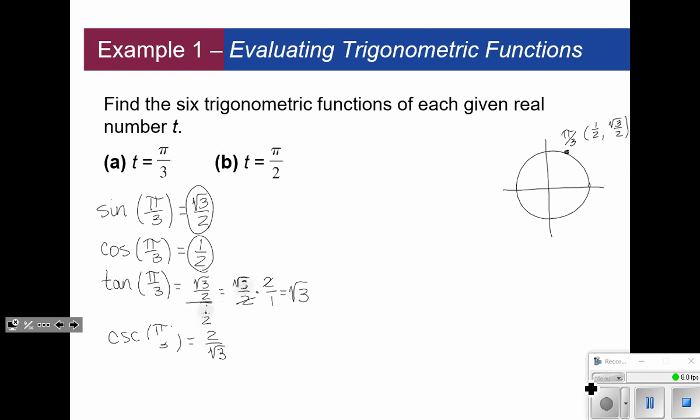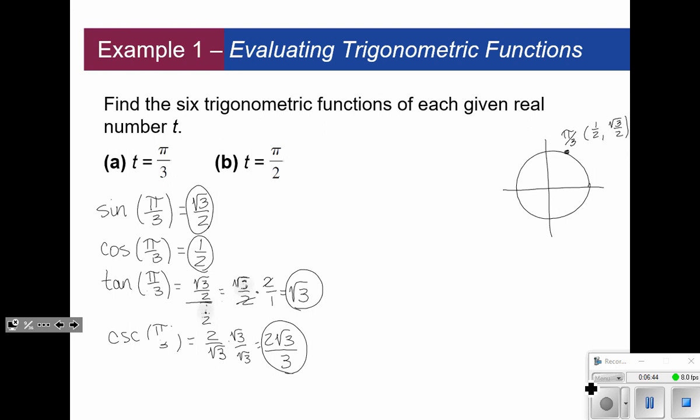Nope. So we would have to rationalize the denominator. You all know how to do this. You may not remember, but we did learn it. So multiply top and bottom by root 3, you get 2 root 3 over 3. That's cosecant. Okay? I'm running out of room, so let me move over.